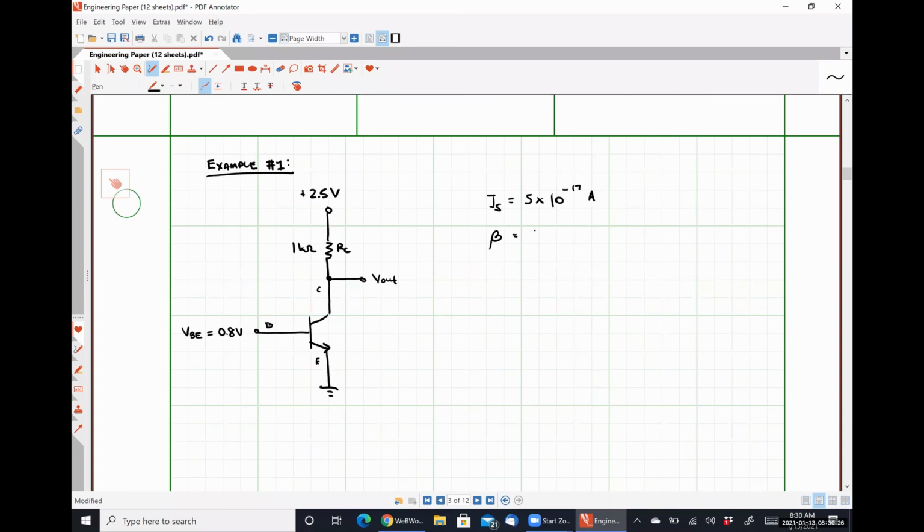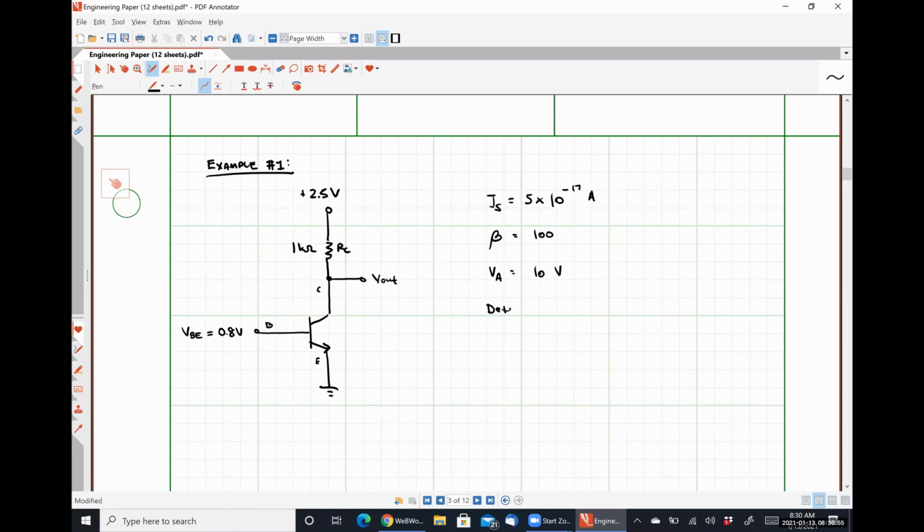Beta is equal to 100. Our Early voltage is equal to 10 volts. Typically, Early voltage is somewhere between 5 and 150 volts, depending on what that slope is, so 10 volts seems like a fairly reasonable Early voltage. And our goal is to determine the small signal voltage gain of our system.